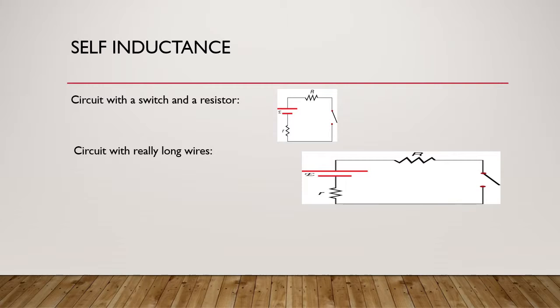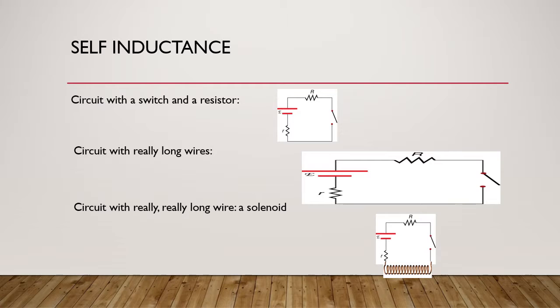But there's a special case of it that we can use that's really interesting, and we're going to look at it specifically, which is the case where instead of just a really long wire, we replace it with a really, really long wire, a solenoid. So you can see now, instead of a long wire, we have a wire that we've actually coiled to make a solenoid out of. It behaves in a really interesting way, in a way that can be useful to us if we want to use it this way.